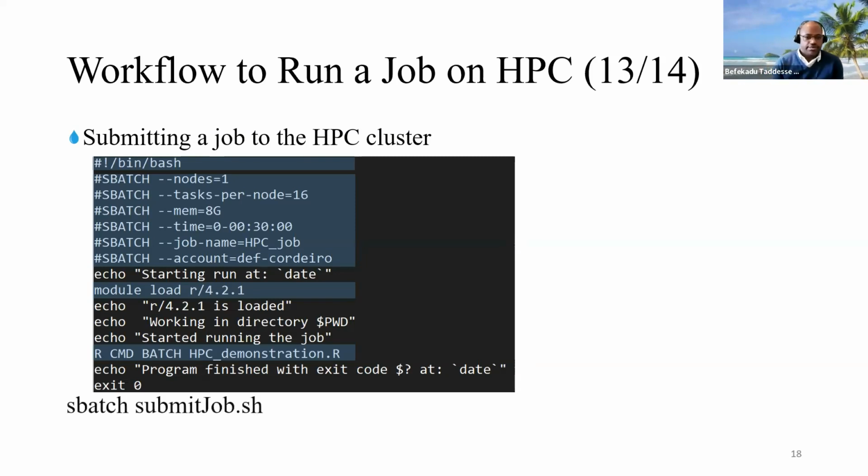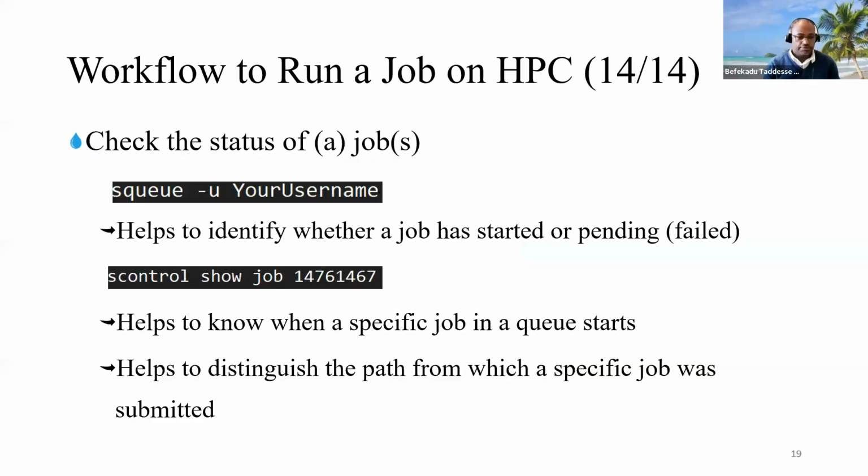And once I prepare my job submission script, I can use the sbatch command, space, and then provide the name of the job submission script that I have created, press enter, and the job will be submitted. Once the job is submitted, I might want to know its status. It might not start right away, so I would like to check whether it's pending or if there is anything wrong.